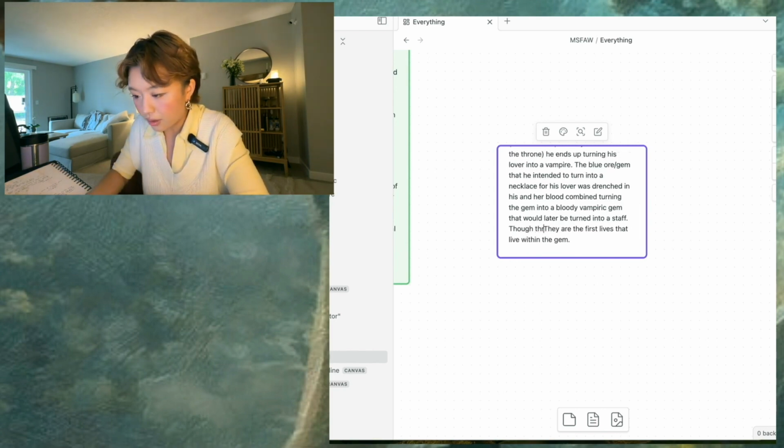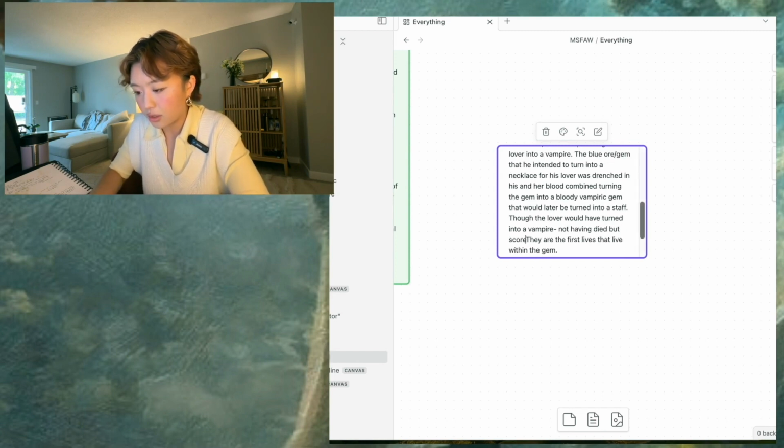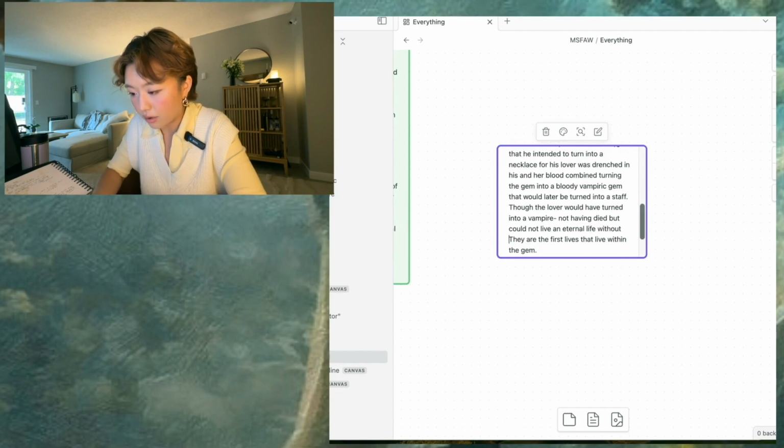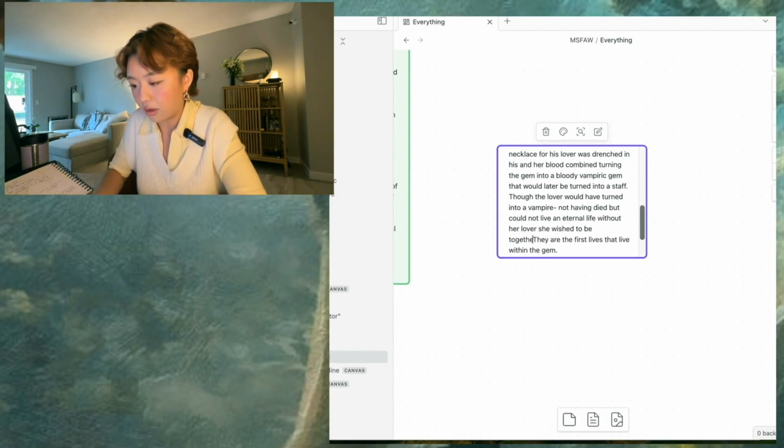Though the lover would have turned into a vampire, not having died, she could not live an eternal life without her lover. She wished to be together with him in the gem.